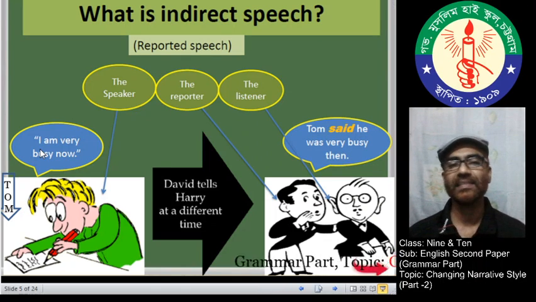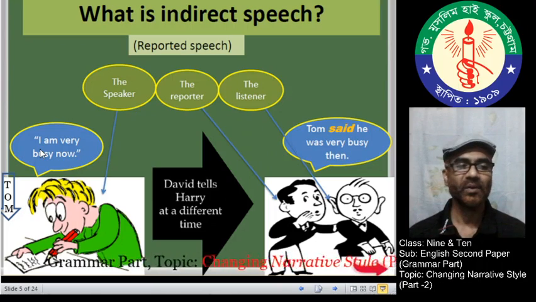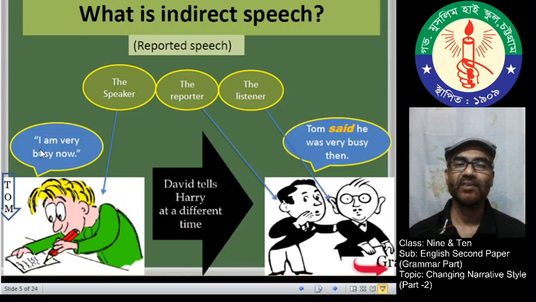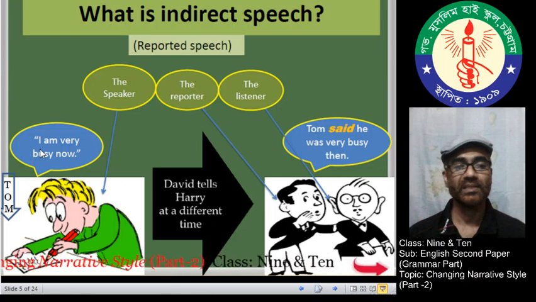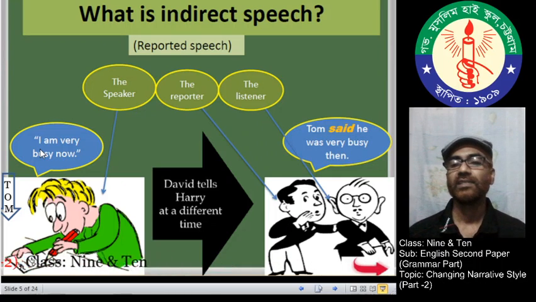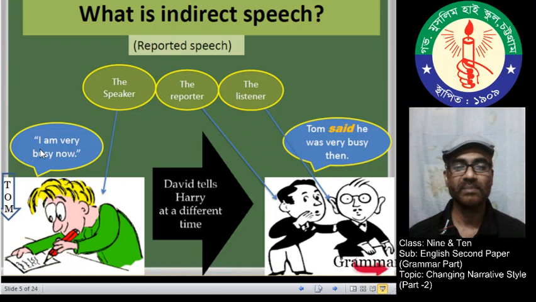And here's another example. You see Tom, who is writing something. Tom says, I'm very busy now. He's the speaker, and the reporter is David, and the listener is Harry. David tells Harry at a different time. What does David tell Harry? Tom said he was very busy then.